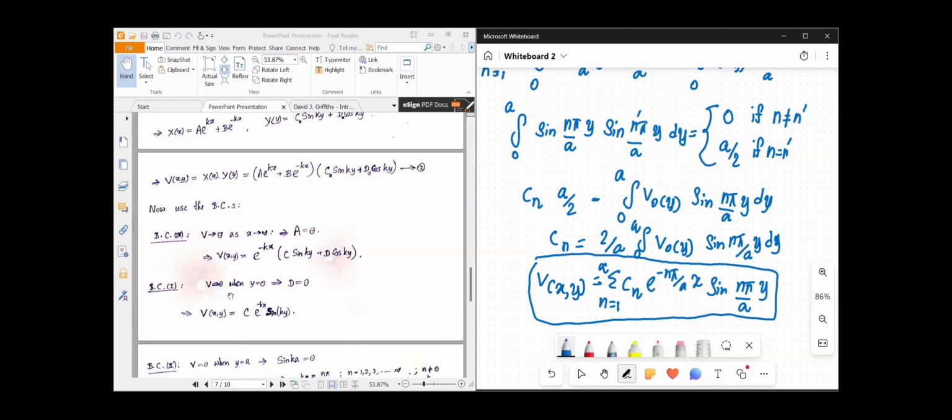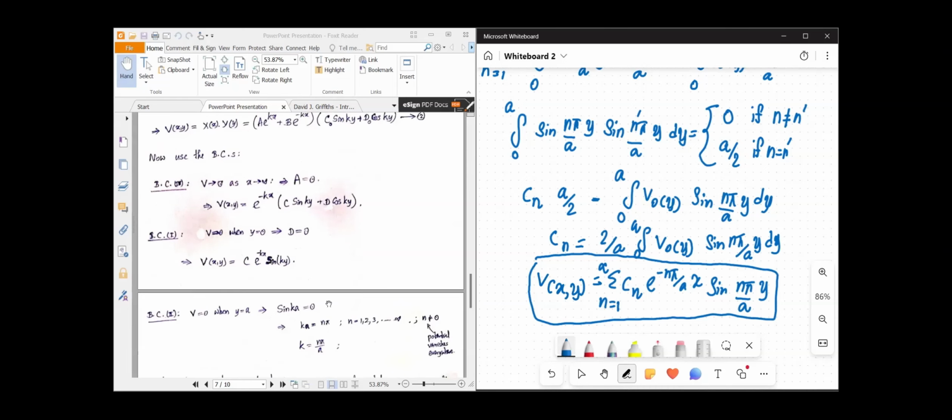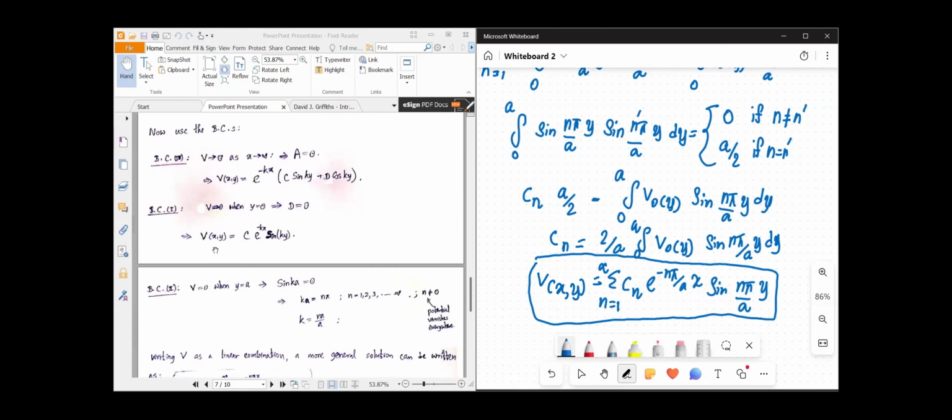And we applied the first boundary condition. When y is equal to 0, potential is 0. So when y is 0, this term will be 0, but this term will not be 0. Therefore, in order to satisfy this boundary condition, D should be 0. After that, the potential function is reduced to this format.